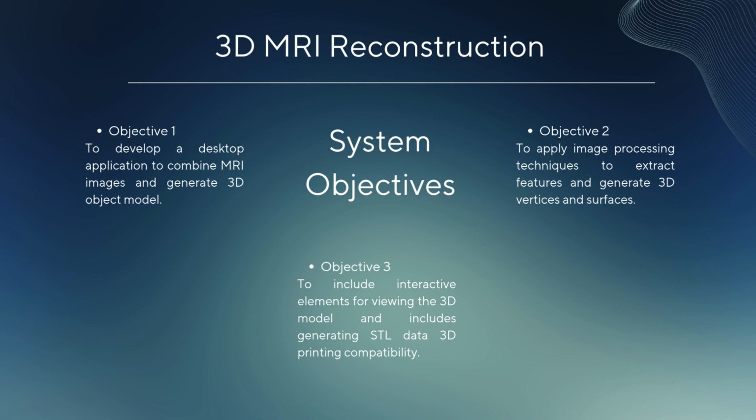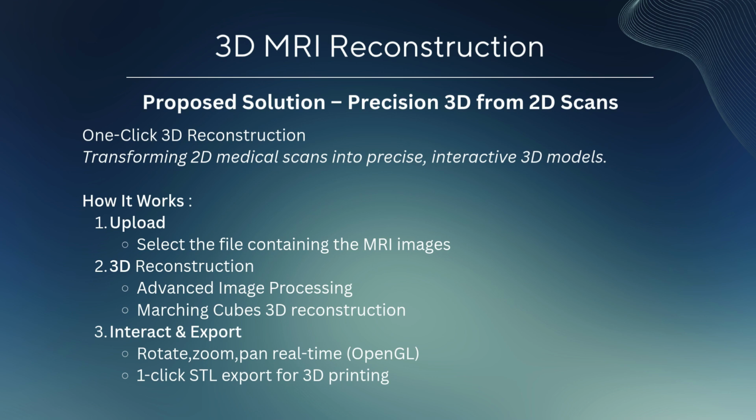printing compatibility. So, the proposed solution is a one-click 3D reconstruction application which transforms 2D medical scans into precise interactive 3D models. So, how it works starts by selecting your 2D MRI or CT scan files. The system actually supports multiple formats such as BMP, JPG, PNG, and also DCM. The next thing is 3D reconstruction. Behind the scenes, advanced algorithms spring into action.